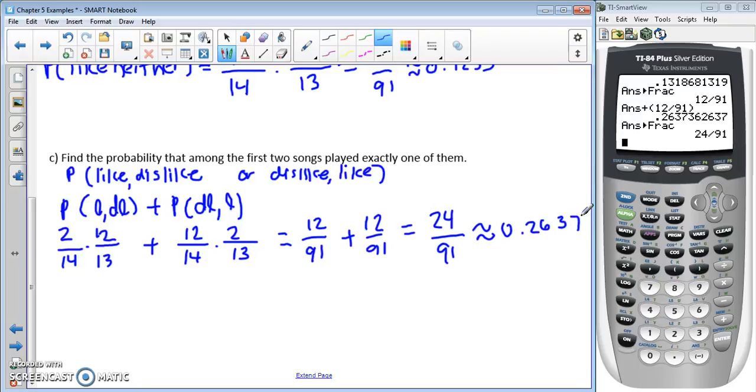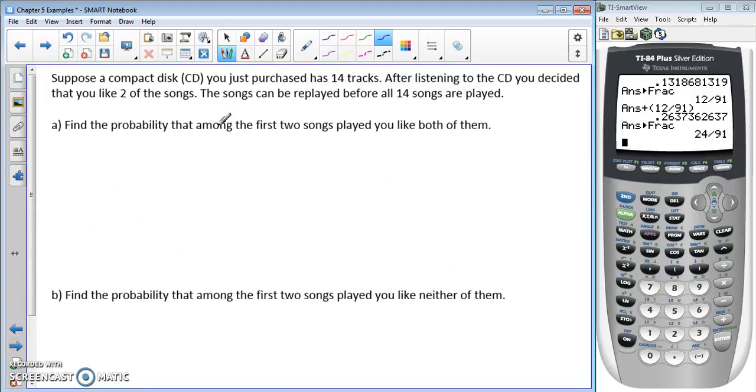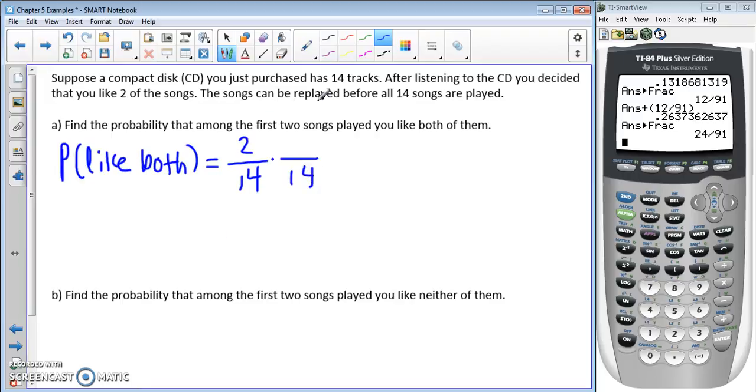Right? So let's look at something similar to that one. So now we have the same kind of idea. So we still have 2 songs we like in the 14 songs, but now they can be replayed. So we want to find the probability that the first 2 songs played that we like both of them. So there's 14 songs and we like 2. Well, if they can be replayed, there's still 14 songs, and I can replay that song. So now there's that option there.